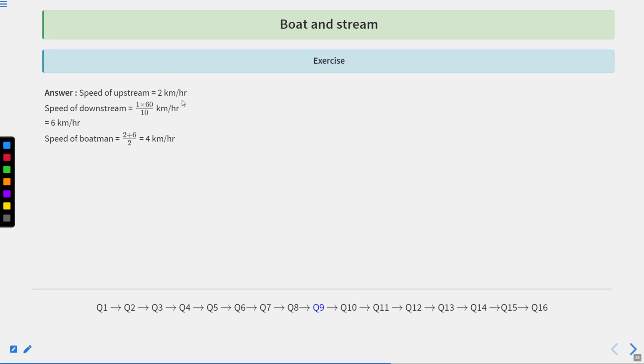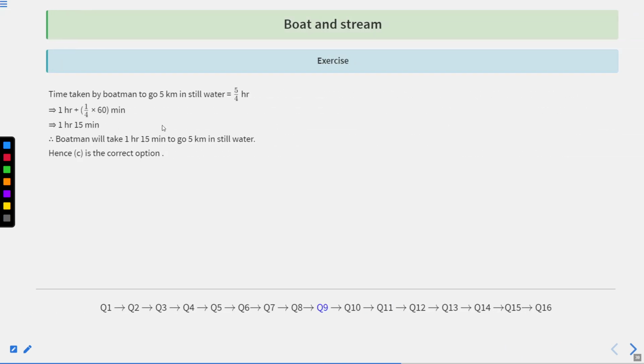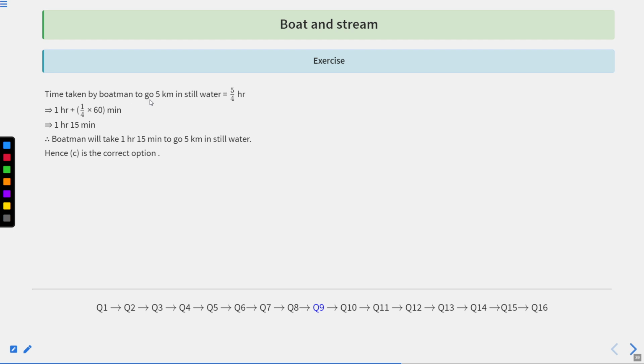So the speed of upstream is 2 kilometer per hour. Speed of downstream is 1 into 60 upon 10 kilometer per hour, that is 6 kilometer per hour. And the speed of boatman is (2 plus 6) upon 2, 4 kilometer per hour. So the time taken by the boatman to go 5 kilometers in still water will be 5 upon 4 hours.